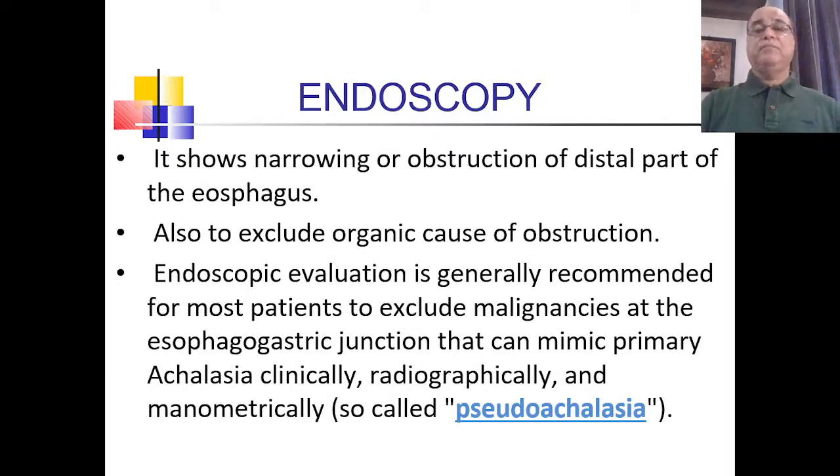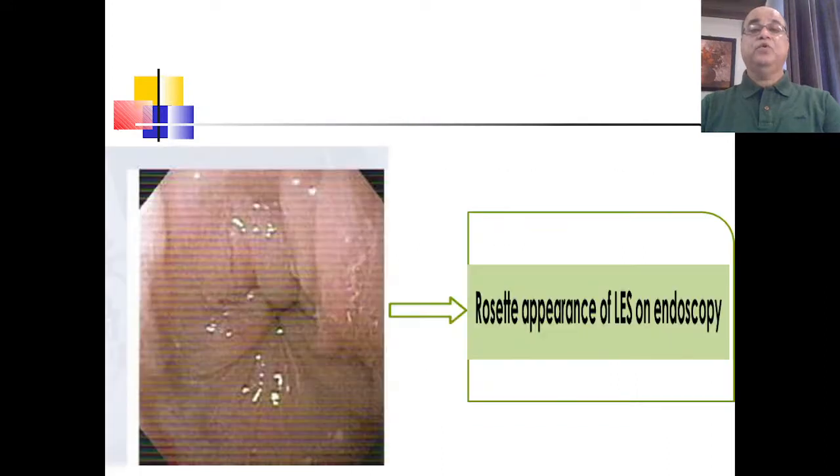Endoscopy, it is a must. It will show us the narrowing or obstruction of the distal part of the esophagus, and it is essential to exclude the organic or mechanical cause of the obstruction. Endoscopic evaluation is generally recommended for most patients to exclude malignancies at the gastroesophageal junction, which may mimic primary achalasia clinically, radiologically, and manometrically, but actually it will be pseudo achalasia due to malignancy. So endoscopy is important, and this will show us a rosette appearance of the lower esophageal sphincter.